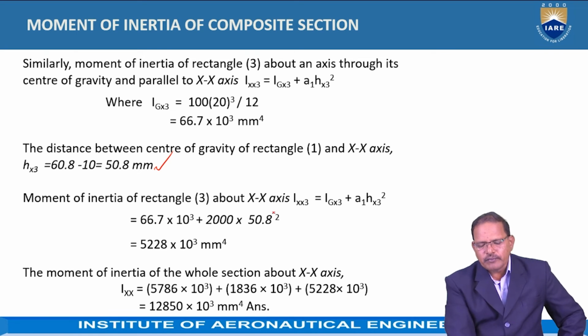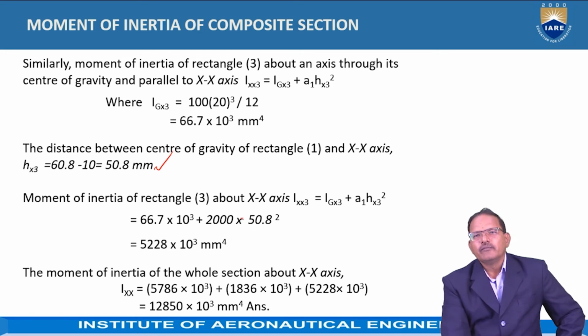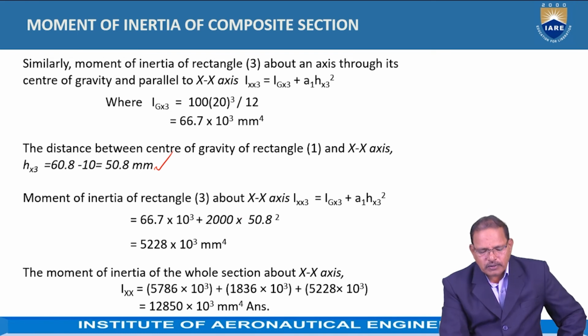The moment of inertia of the third rectangle about the x-axis is Igx3 + A3 Hx3², which is equal to 66.7 × 10³ + 2000 × 50.8², which is equal to 5228 × 10³ mm⁴.